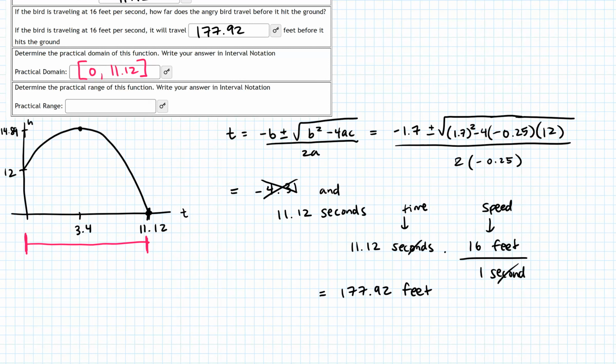And then for our range, we are looking at the output values or the vertical values. So that's basically starting here when the bird hits the ground, and it's going to go all the way up to the highest value of the height of the bird. So the range, or the practical range, is going to be 0 to 14.89. And that concludes this question.